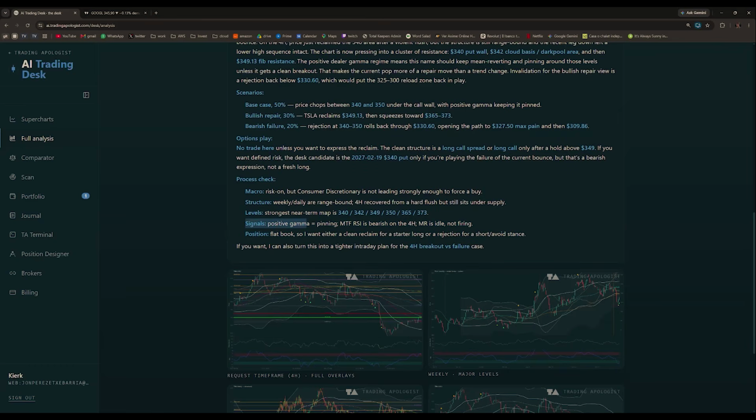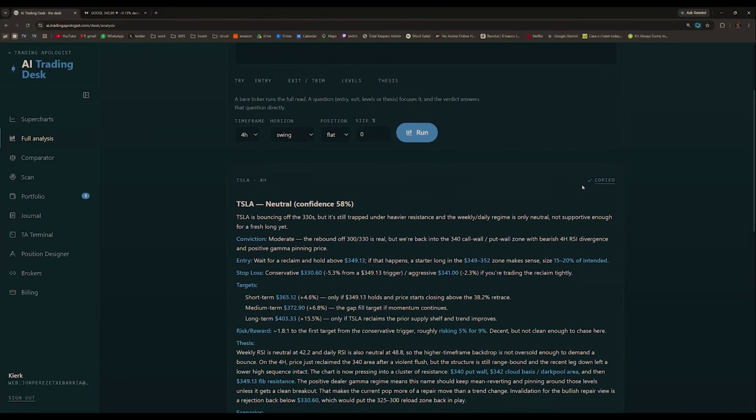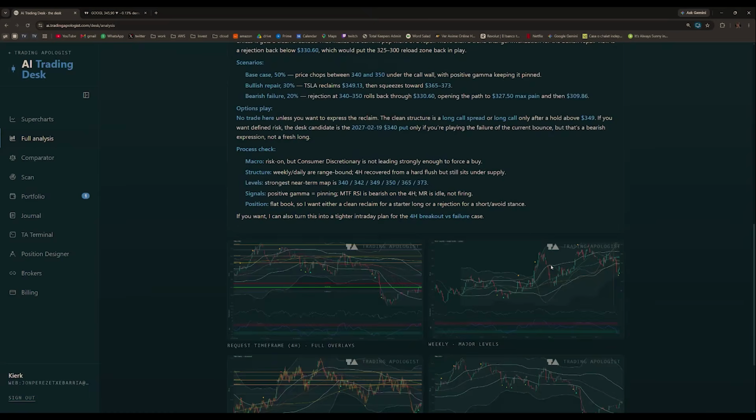Signals, the things that are, let's say, on, it's positive gamma pinning. The multi-time frame RSI is still bearish, and mean reversion is idle and not firing. Position flat, right? So basically, hey, I don't really have a lot to do here. You can also copy this report if you want to set it somewhere else. If you want to do anything else with it, you can copy, take it out.